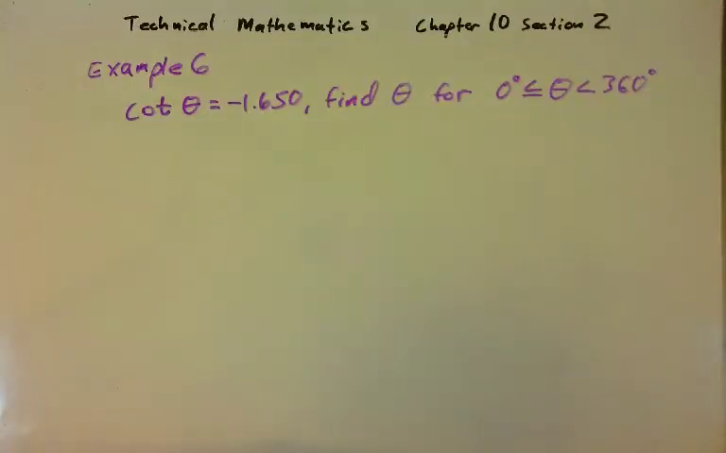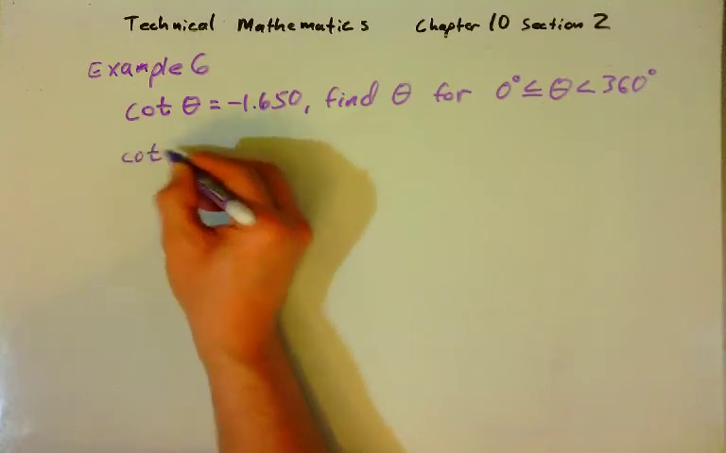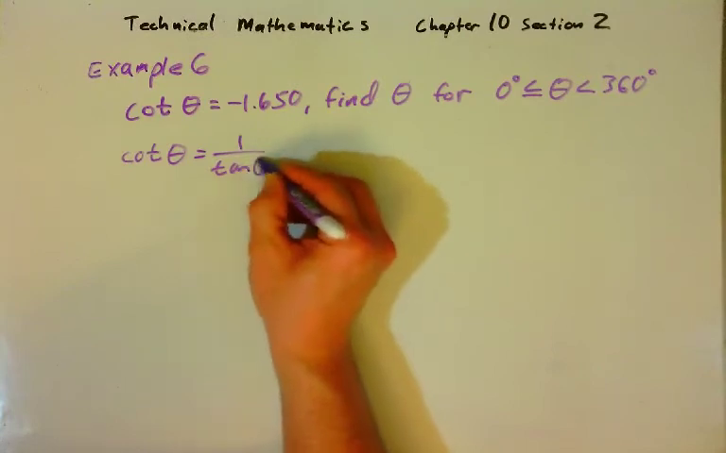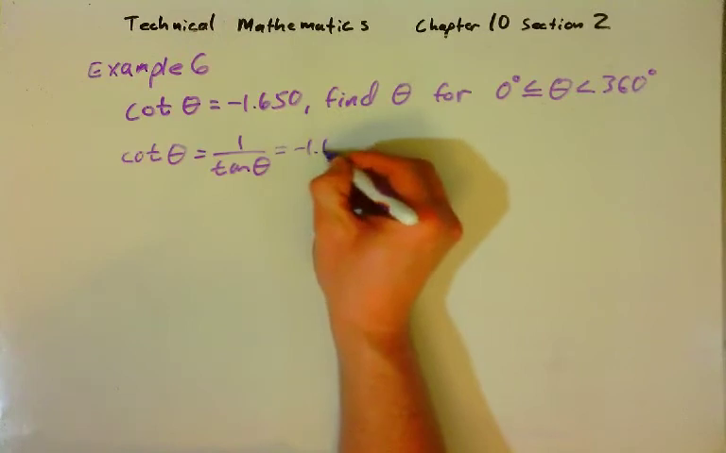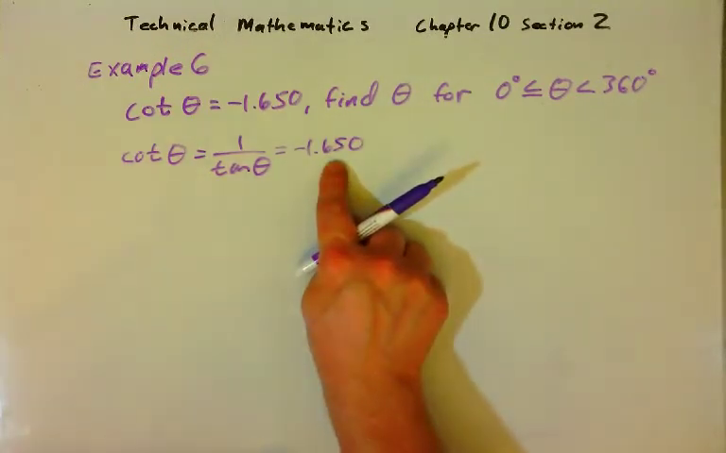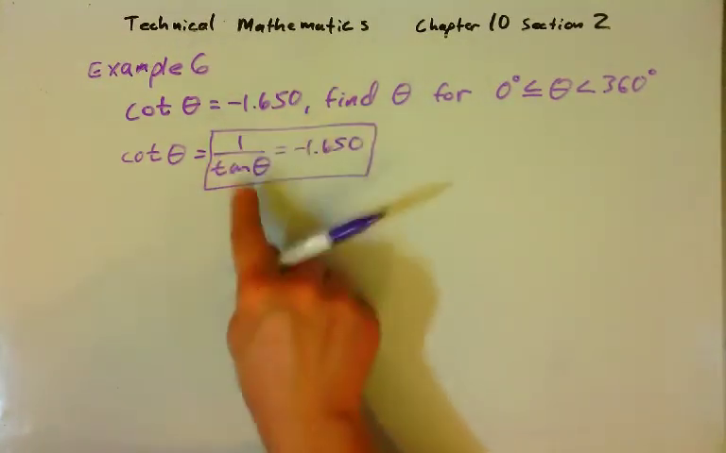This is example 6. It says the cotangent of theta is equal to negative 1.650. Find theta, and we need theta to be greater than or equal to 0 but less than 360. And so recall that the cotangent of an angle is equal to 1 divided by the tangent of that same angle. And since the cotangent equals negative 1.650, 1 divided by the tangent must also equal negative 1.650. And so we need to solve this equation for tangent theta.